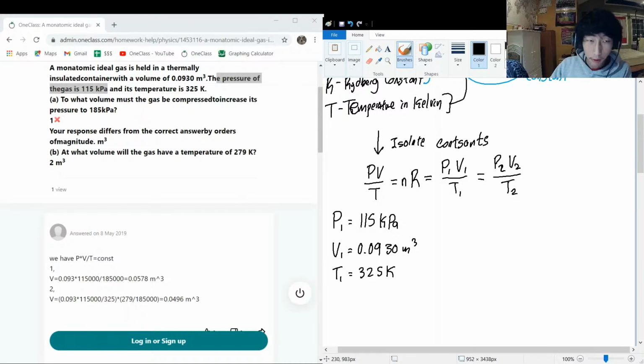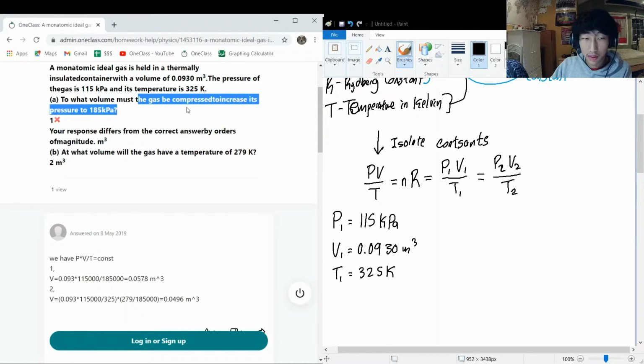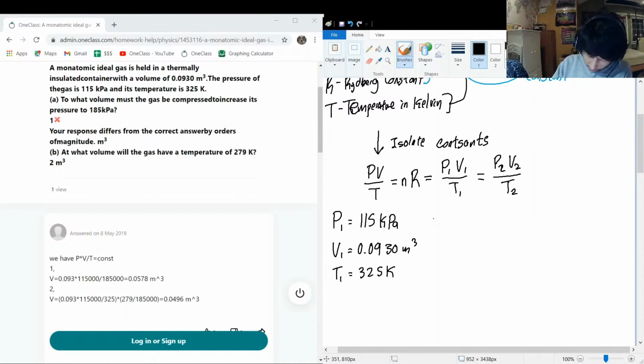25 Kelvin. Now, to what volume must the gas be compressed to increase its pressure to 185? So this will give us P2, 185 kilopascals. And we're going to assume that the temperature is going to be the same because it didn't say that we're going to change the temperature. So it seems that we're just reducing the volume to increase the pressure. So we're solving for the volume. Given this relationship here, let's solve for V2.